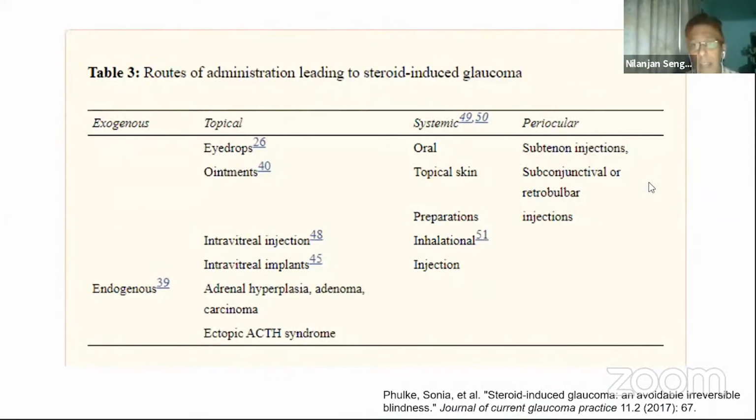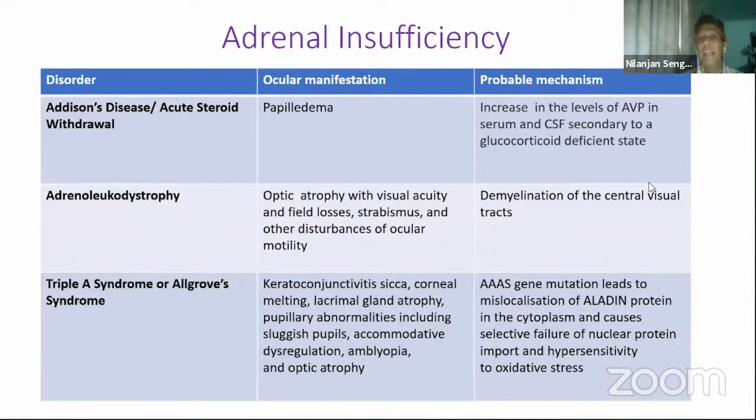So as I was saying, route of administration leading to steroid-induced glaucoma: not only eye drops and eye ointments, not only subtenon injections or retrobulbar injections, but oral, topical skin, injections, and inhalational steroids also can lead to increase in intraocular tension and precipitate glaucoma. Adrenal insufficiency, Addison's disease, or acute withdrawal of steroids can lead to papilledema.